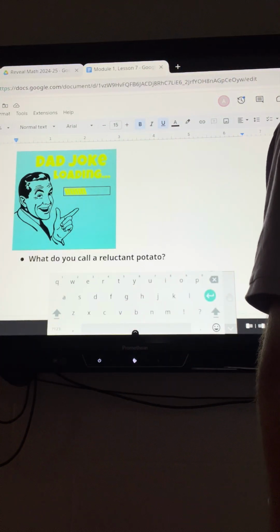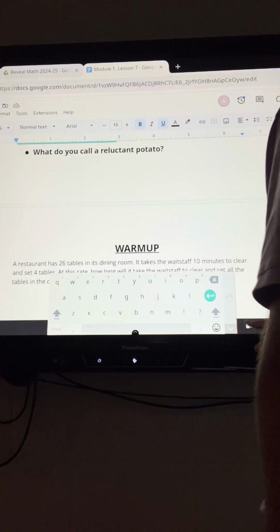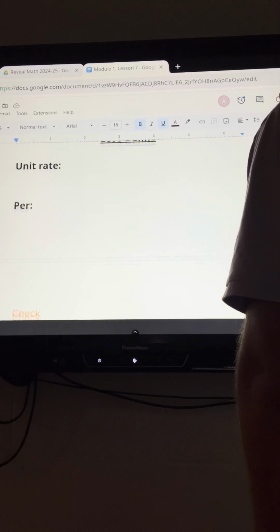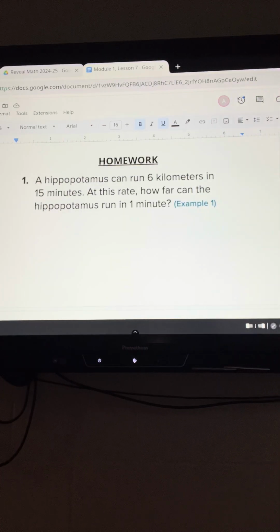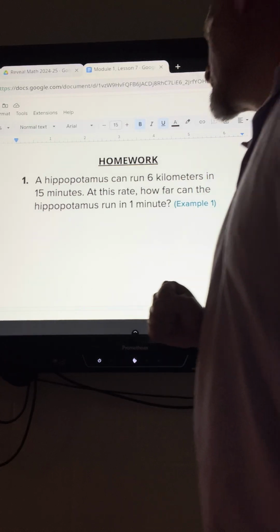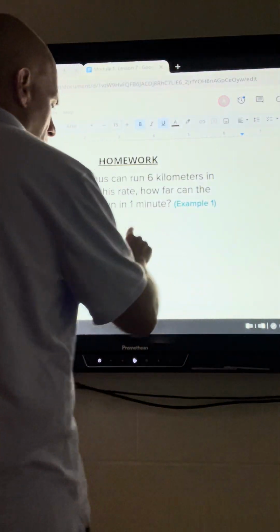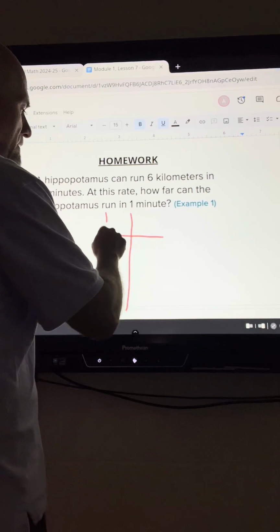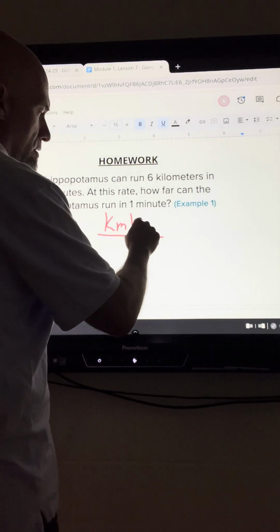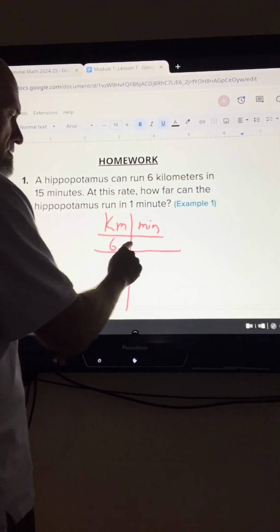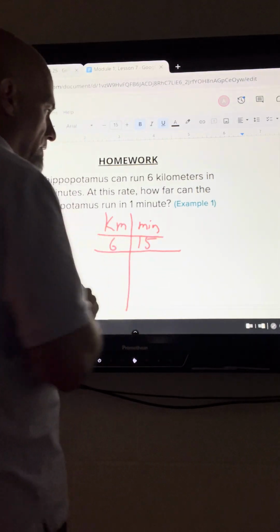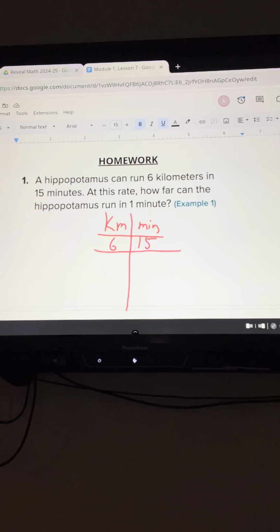So the first one is about the hippopotamus. It says that the hippopotamus can run 6 kilometers in 15 minutes. At this rate, how far can the hippopotamus run in 1 minute? So we want to have kilometers and minutes. Those will be our two labels. And the information that they give us is it goes 6 kilometers in 15 minutes. So how far can the hippopotamus run in 1 minute?